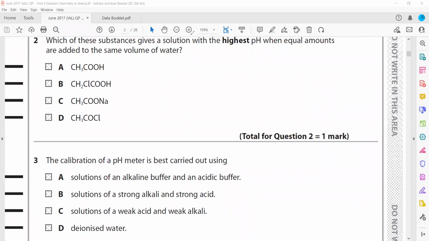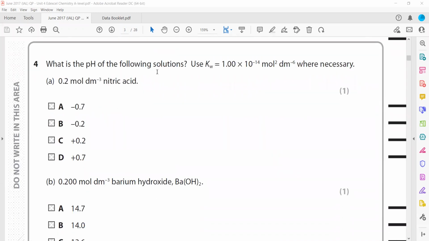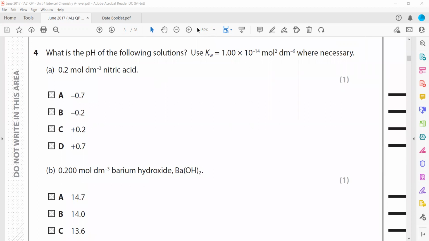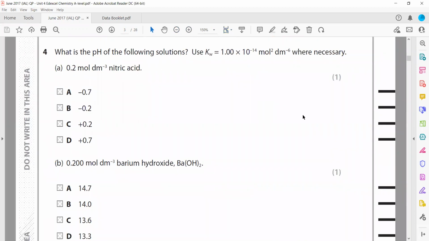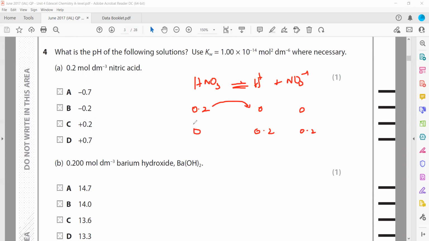If there is any question you are not able to understand, just let me know, so I'll repeat it at the same time. The next question: the pH of the following solutions, using the dissociation constant Kw 1 × 10^-14 where necessary. 0.2 moles of nitric acid. What is nitric acid? Nitric acid is a strong acid, and a strong acid ionizes completely. As a result, the concentration of the acid is the same as the concentration of hydrogen ions. So if you have 0.2 moles of nitric acid, in the beginning the ions are 0 and 0, but at equilibrium, we can assume, this is our assumption, that all will dissociate into ions.